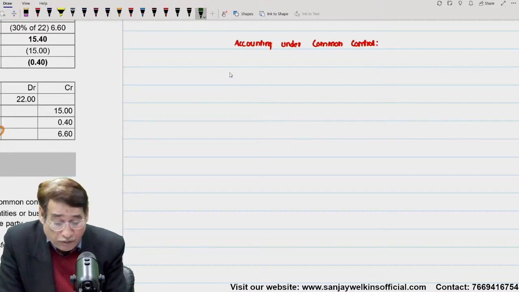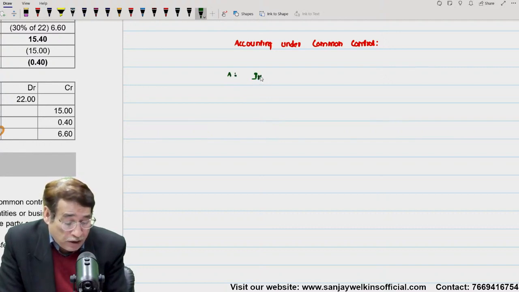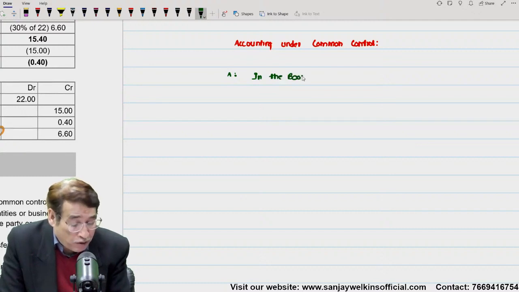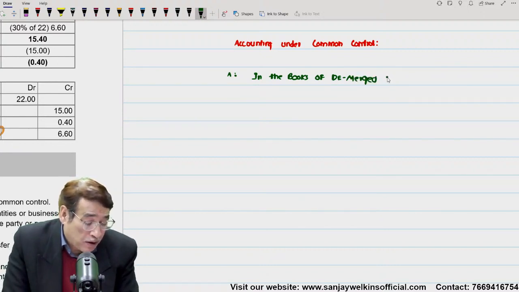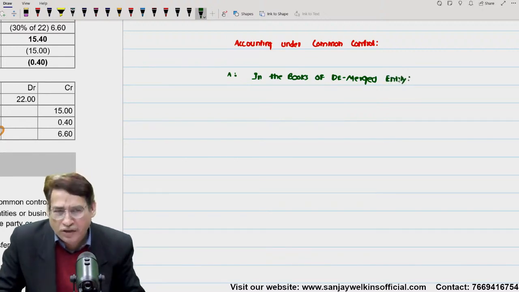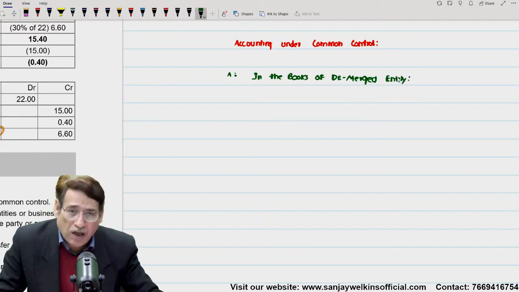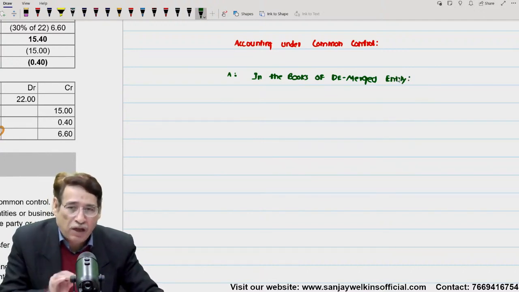So under step A, let me write: in the books of the demerged entity. And now you know the meaning of demerged entity. There is no hard and fast rule to cram the entries, as I told you a moment ago. Think logically and you will see how easy it is. It may appear tough, but it is not tough. Let me assure you of this.